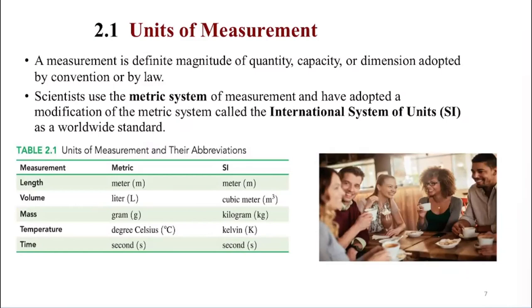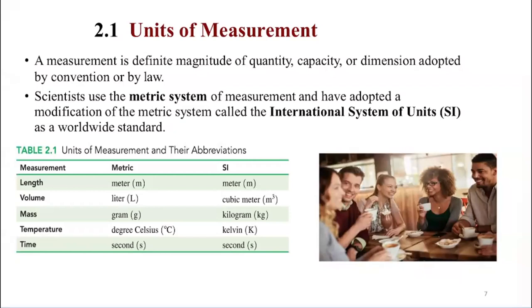When it comes to a measurement, understand that the definition of a measurement is that it's a definite magnitude of quantity, capacity, or dimension that is adopted by convention or by law. In the scientific world, we typically use the metric system of measurements, or at times a modification to the metric system known as the International System of Units, another standard that is used worldwide.